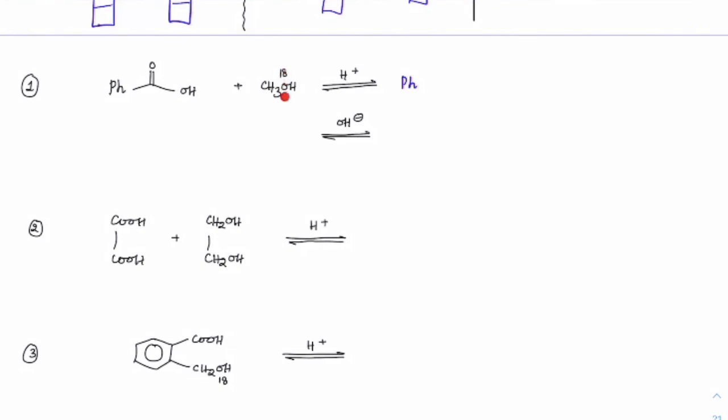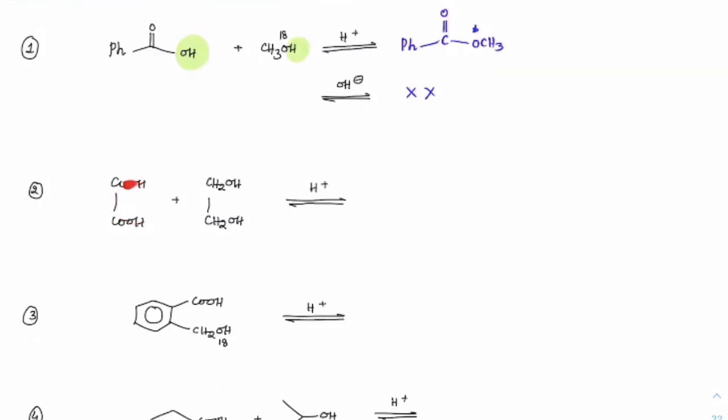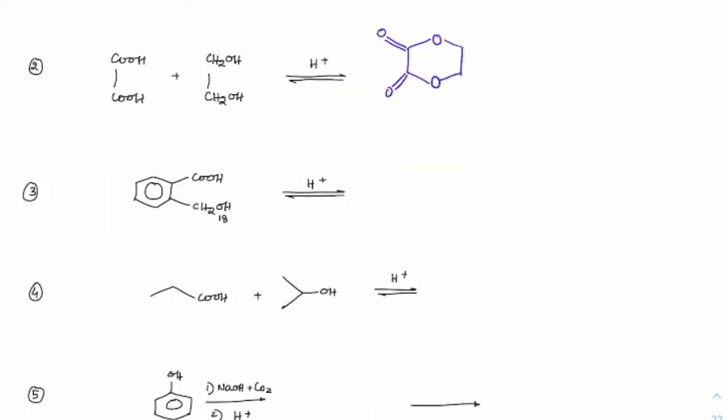This isotopic oxygen has to be in the product, because we know that H plus, H from here and OH from here, are lost as water. So we'll get a product C double bond O, OCH3 with this as the isotopic oxygen. In basic medium esterification doesn't happen. In case we have a dioic acid with a diol, esterification will happen on both sides and the ring will be closed, so a cyclic ester is formed. Check again, this O is present on oxygen, so that has to be in the product.